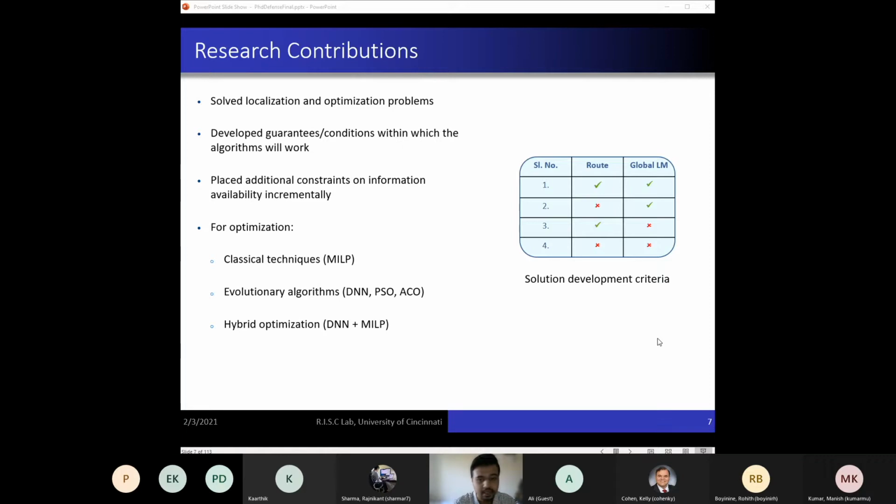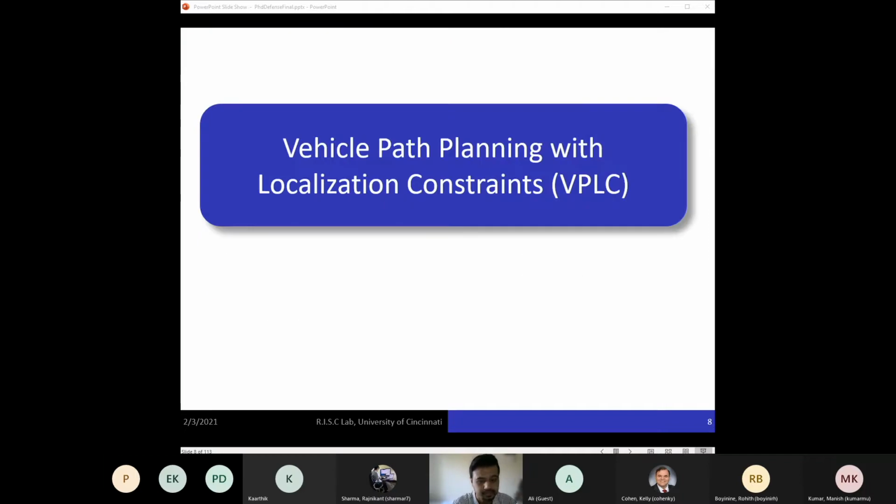Keeping the presentation duration in mind, I'd like to present an overview of the first three problems and discuss the last problem in detail. Moving on to the first problem, that is vehicle path planning with localization constraint, or VPLC, or as we like to call it, the traveling salesman problem on steroids.